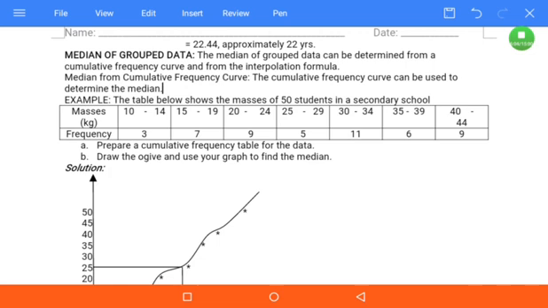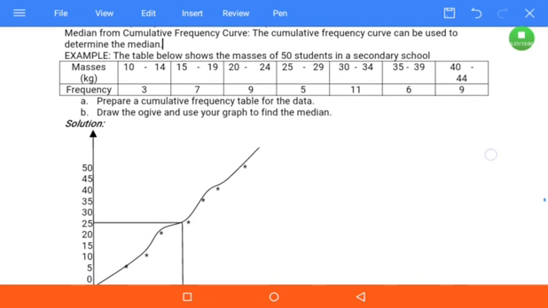So let's really talk about the cumulative frequency curve method, CFC method. Okay, the median of the group data can be determined from a cumulative frequency curve and from the interpolation formula, like I said earlier. Median from CFC curve. Now, how do you do that?